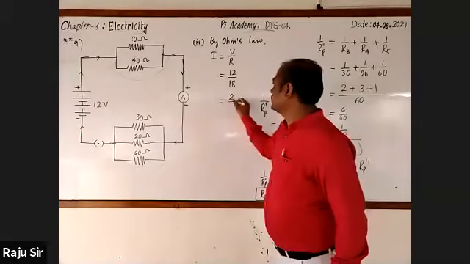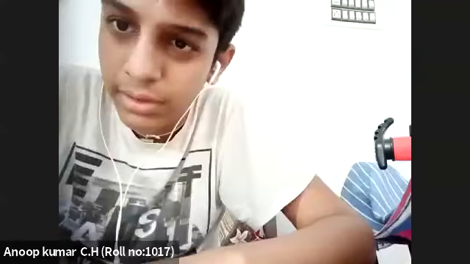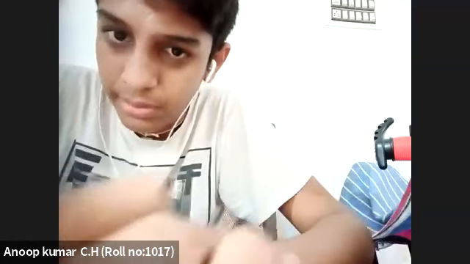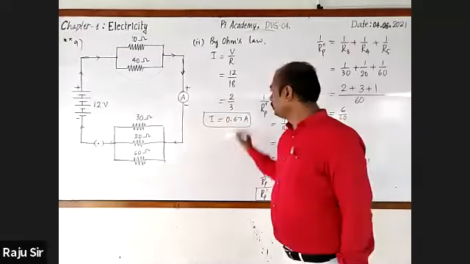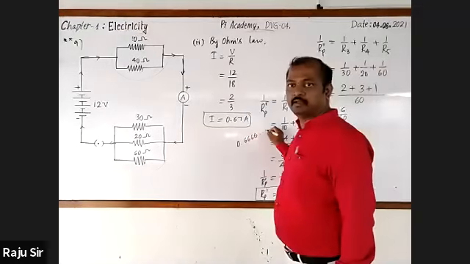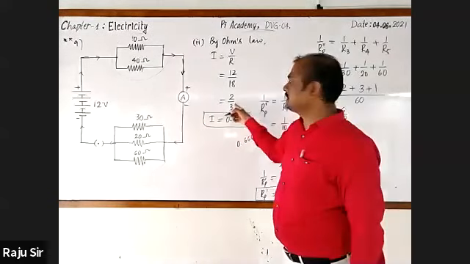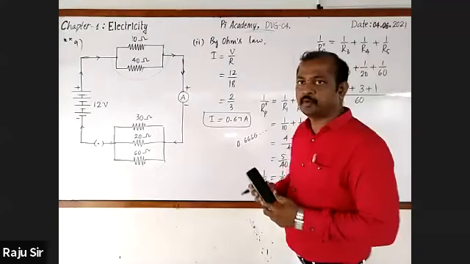12 by 18 is 2 by 3. It is equal to 0.67 amps. When you divide 2 by 3, you will get 0.6666 and so on, recurring. Approximately it can be written 0.67, or you may write just 2 by 3 amps. Got it?